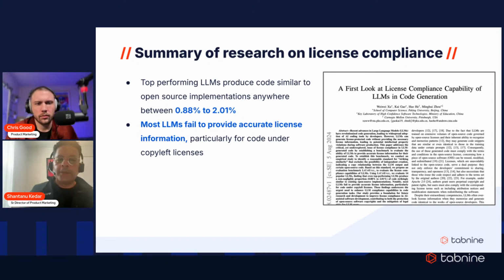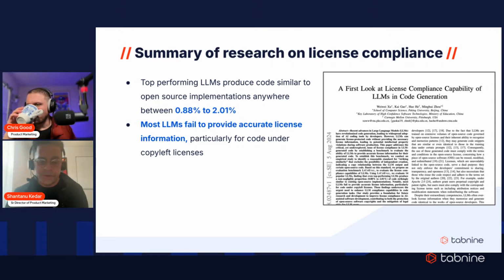For example, there was research done recently where they evaluated top performing LLMs, and they found that these top performing LLMs produced code that was similar to open source implementations anywhere between 0.88% to 2% of the time. So again, the likelihood of this happening is really low. But at the same time, since this is not zero, it can be a concern to some companies. The other thing that this research found was that most of the LLMs fail to provide accurate license information, especially for code under copyleft licensing.